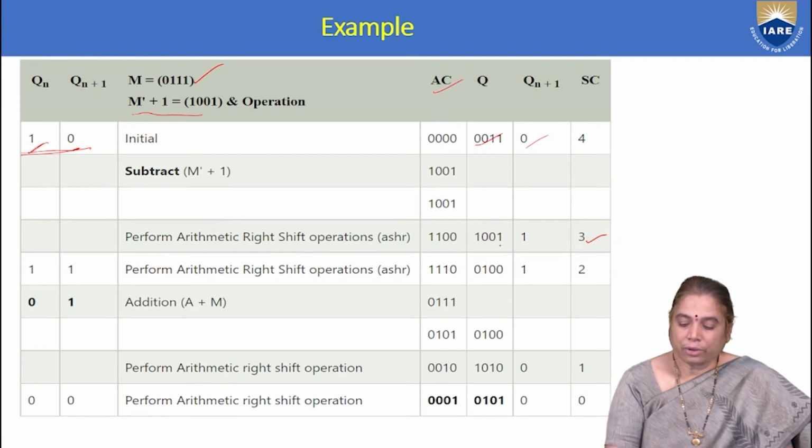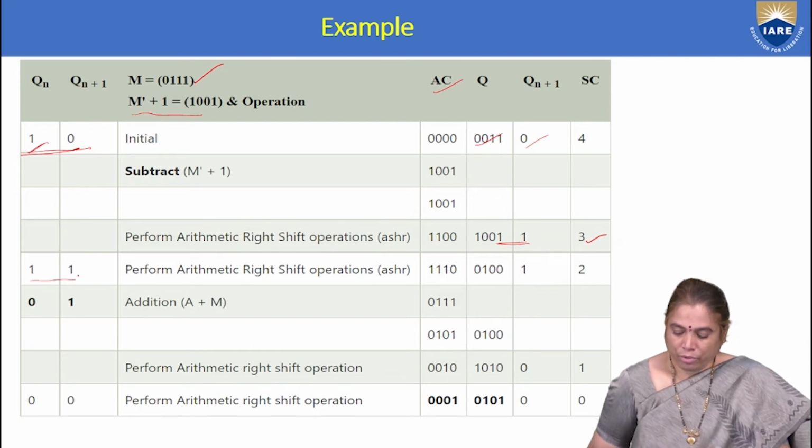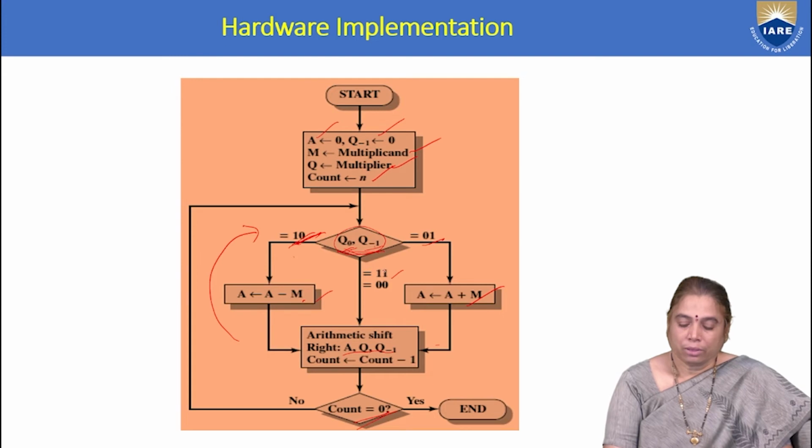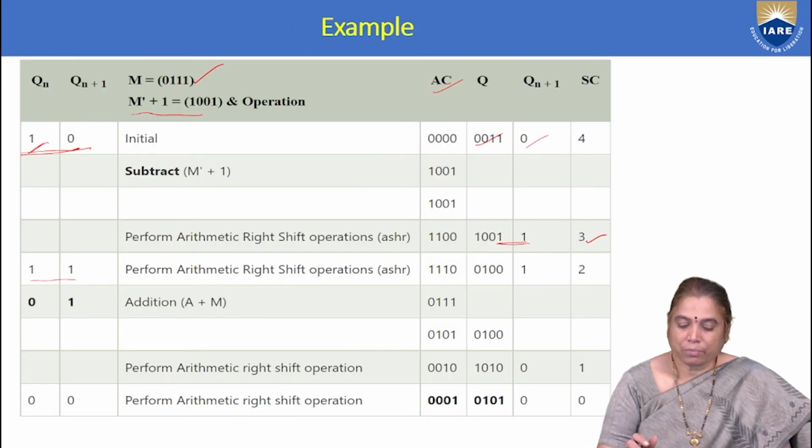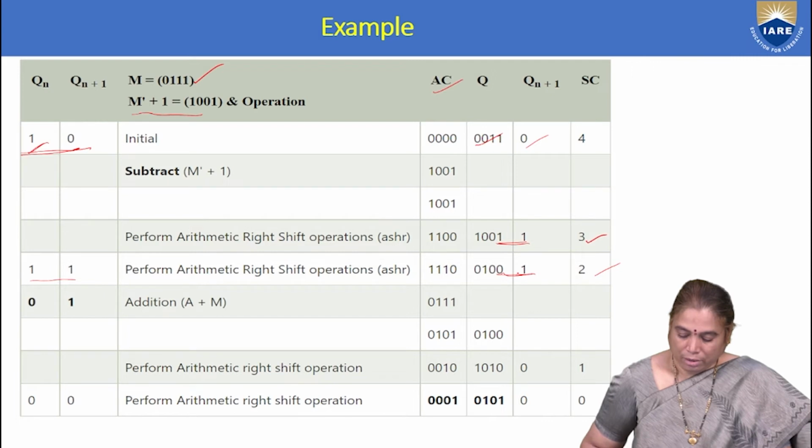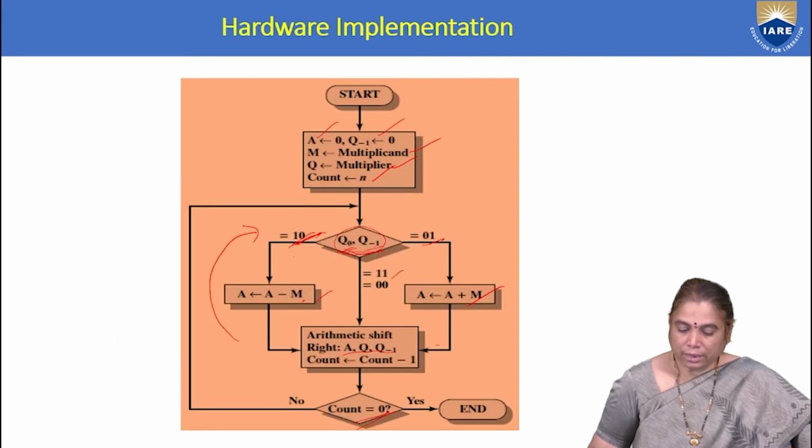Next, the Q0 and Q1 bits can be taken into consideration: 1 1. If these 2 bits contain the combination 1 1, then the arithmetic shift operation can be performed and the counter value can be decremented. So the shifting operation has to be performed and the counter value can be decremented. Next, taking the next 2 bits, if the combination is 0 1, then the addition operation can be performed.